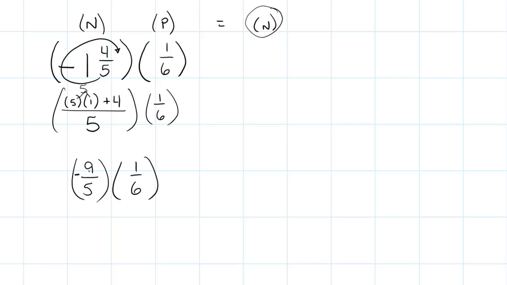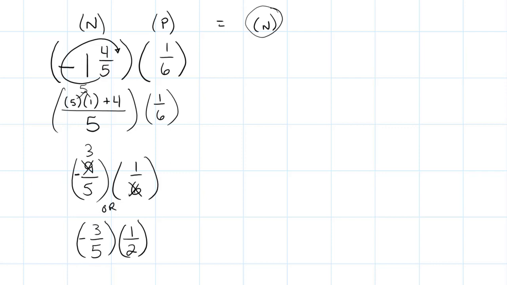Do you guys see anything from the top and bottom that a number can divide into to make them reduce? What did you say? 9 and 6. What can divide into 9 and 6? The number 3. So another way that we can say this, 6 can become a 2. So now 1/6 is actually going to be 1/2. And negative 9/5, 9 can become, 3 goes into 9 3 times.